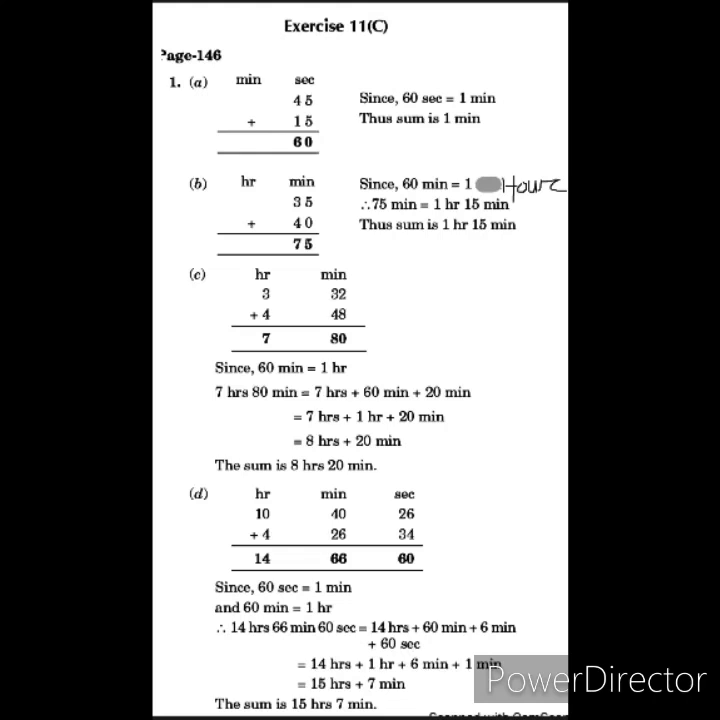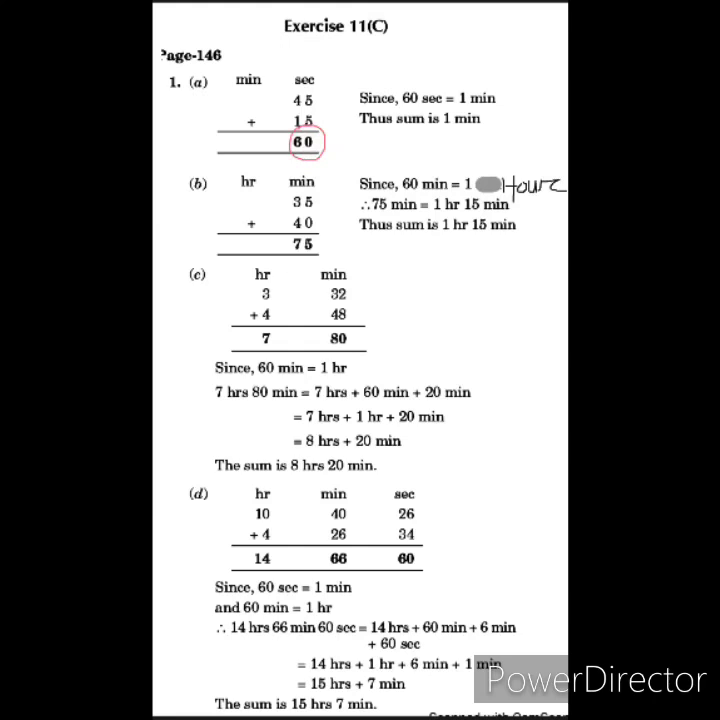Here it is given 45 seconds plus 15 seconds. So the numbers below the second group will be set as only seconds. So it is set as 45 seconds plus 15 seconds. First, we have to add it normally. 45 plus 15 is 60.